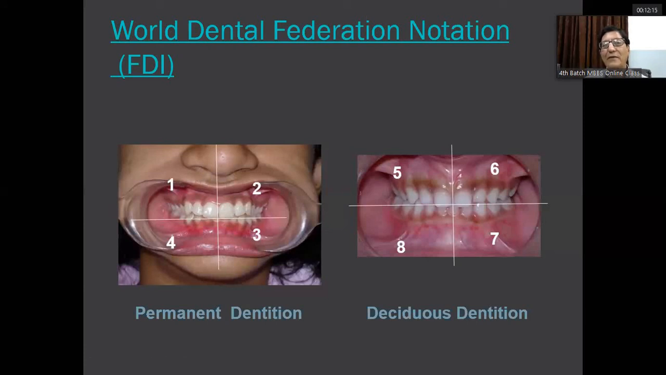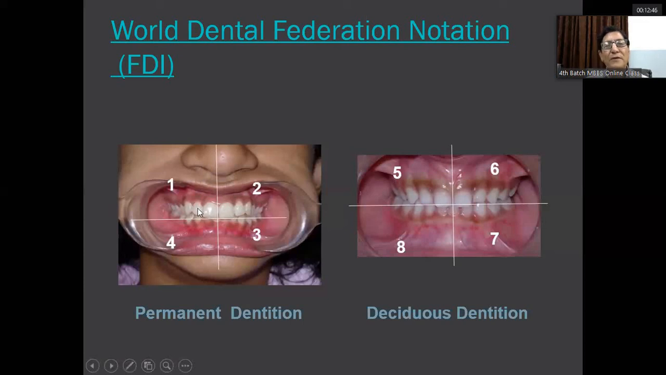Clear? If you want to do a clinical notation for this tooth, this is right upper deciduous canine. So how do I write this one? I write 5 and 3. But if I want to mention the right upper permanent canine, then I have to write 1 here, and then 3. 1, 3. If you want to write lateral incisor here, deciduous, 5, 2.